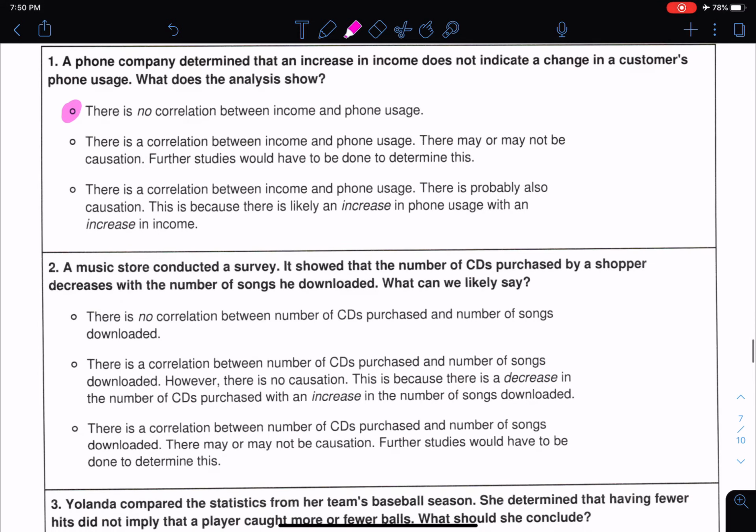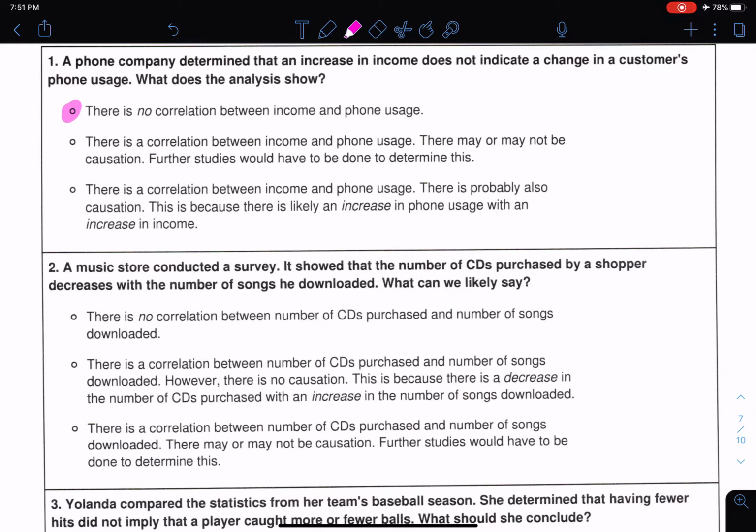Next one, a music store conducted a survey. It showed that the number of CDs purchased by a shopper decreased with the number of songs that he or she downloaded. What can we likely say? Okay. There's no correlation? No, it sounds like there's a correlation. Let me go back to it. It showed that the number of CDs purchased by a shopper decreased with the number of songs downloaded. Okay, so it sounds like there's a correlation there.